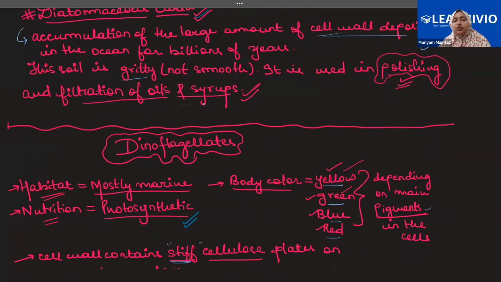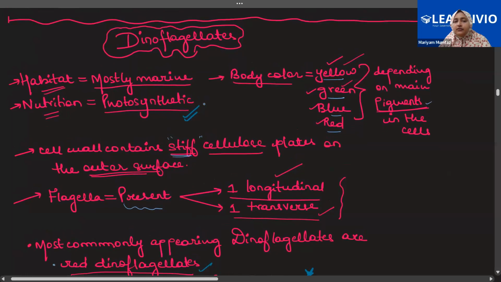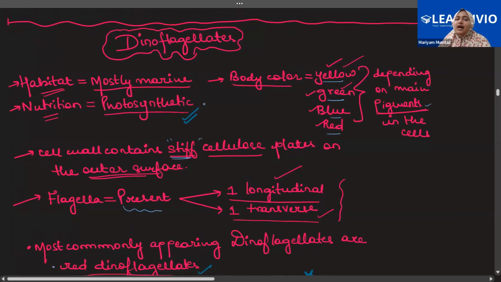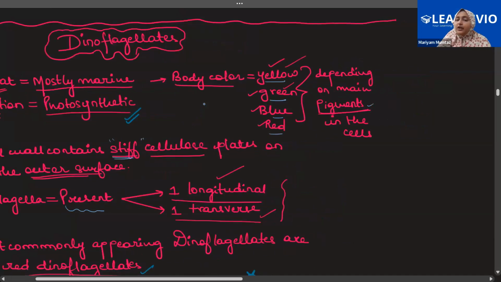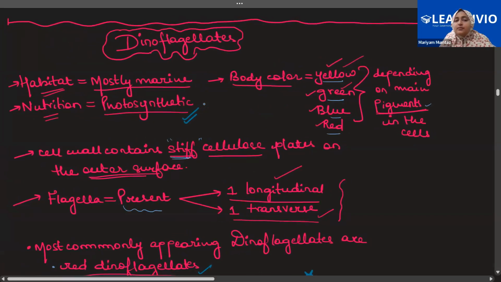Okay. Now talking about the next group, that is dinoflagellates. Dinoflagellates are mostly marine and they have a variety of pigments in their body. You can find dinoflagellates of a variety of colors. Depending upon the pigments in the cell, they can be seen in yellow, green, blue, or even red color. Their habitat is mostly marine and they are photosynthetic.